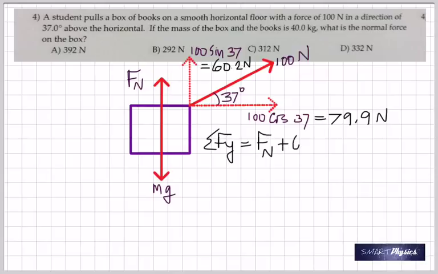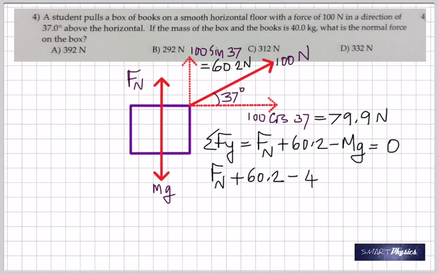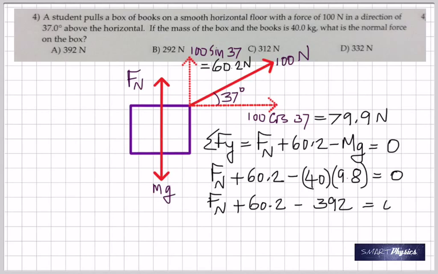You have Fn and you have 60.2, so add both, minus mg is equal to 0. And mass is 40, g is 9.8. When you work that out and calculate the normal force, it comes out to be 332 newtons.